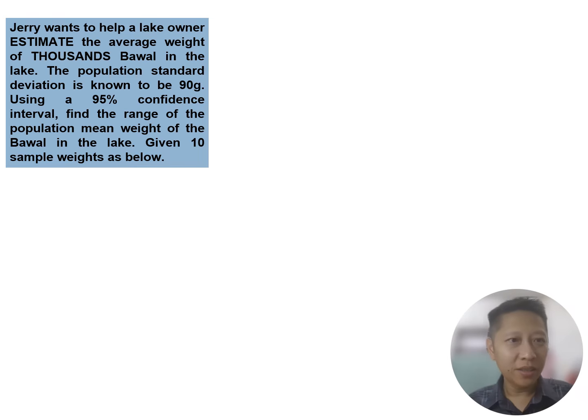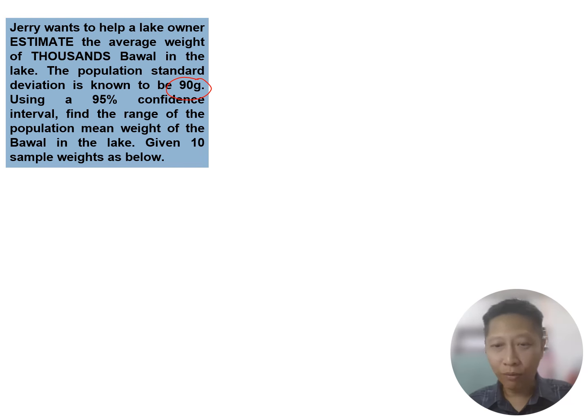Jerry wants to help the lake owner to estimate the average weight of thousands of bawal fish in the lake. He wants to make an estimation, that is, to find the range. The population standard deviation is given, 90 grams. So we have the population standard deviation. Using the 95% confidence level, find the range of the population mean weight of the bawal fish from this lake. We have 10 sample weights as below.